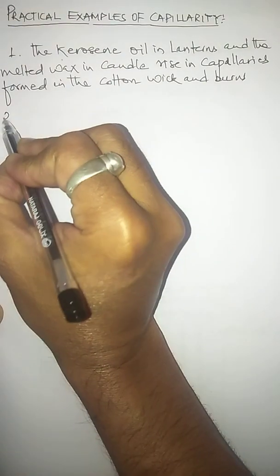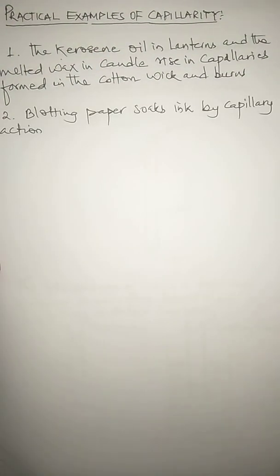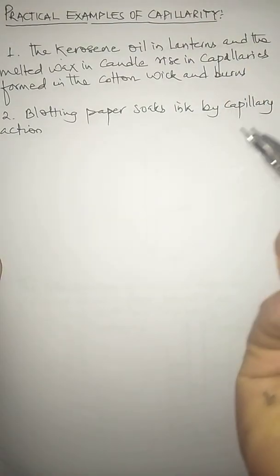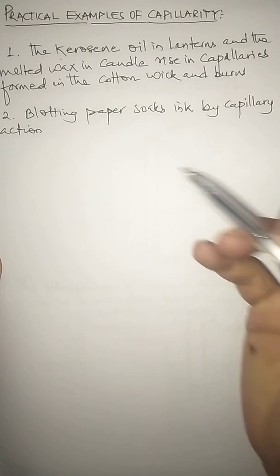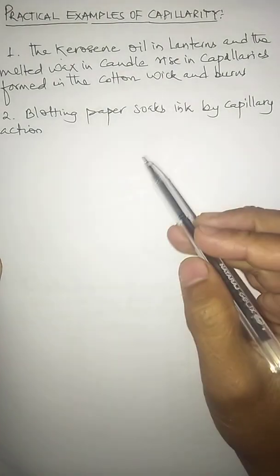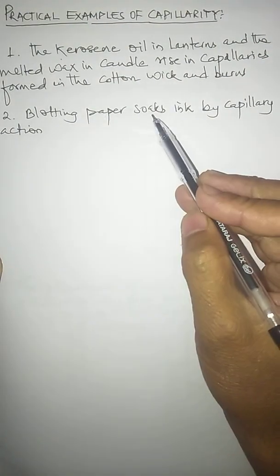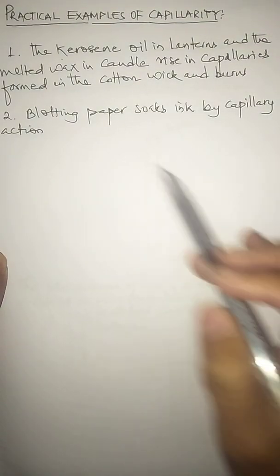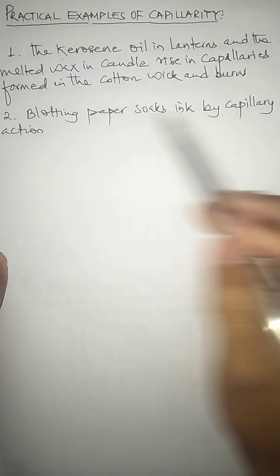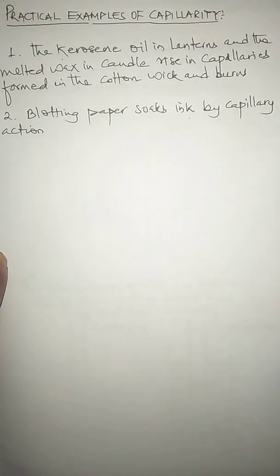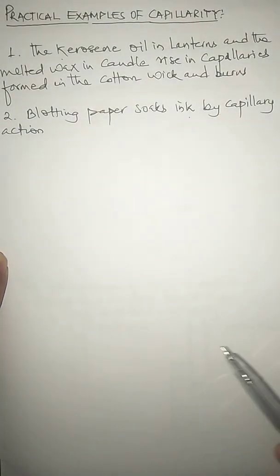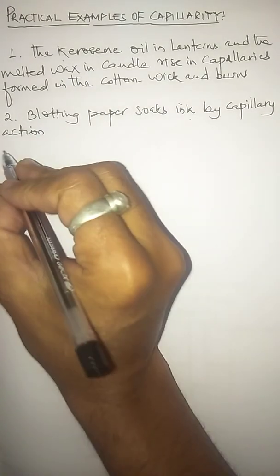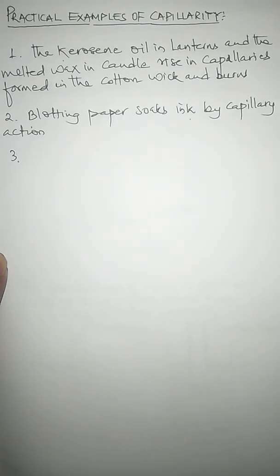Now we have number two example, blotting paper. As you know, blotting paper has very small, fine pore-like holes. These are called capillaries, and this blotting paper usually soaks ink when it is immersed in the ink. So blotting paper soaks ink by what action again? Capillary action only. So this is also one of the examples of capillarity. This is number two. Now we have number three also.